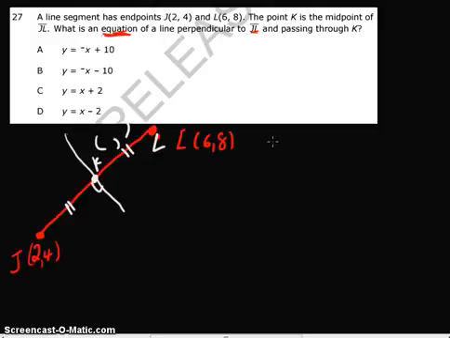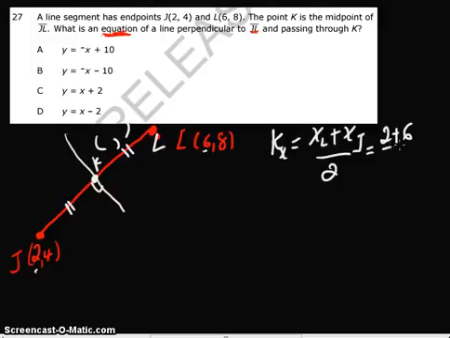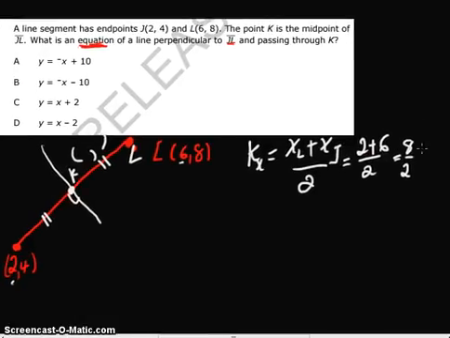Alright, how do we figure it out? Well, since it is the midpoint, the x coordinate of K is going to be the x coordinate of L plus the x coordinate of J, and then we divide that by 2. This gives us 2 plus 6, which is this one and this one, divided by 2, and this gives us 8 over 2, and 8 divided by 2 would be 4.